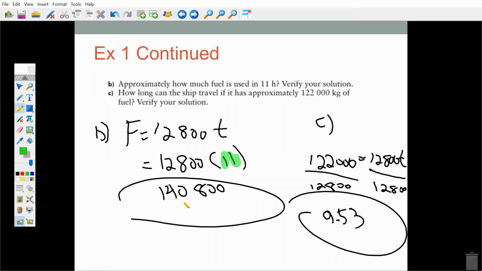For C, they gave you the fuel, which was 122,000, and they wanted you to solve for the time. Well, this is 12,800 times T. The opposite was to divide. You divide both sides by 12,800, and you get 9.53. So the ship could travel for 9.53 hours on that much fuel.